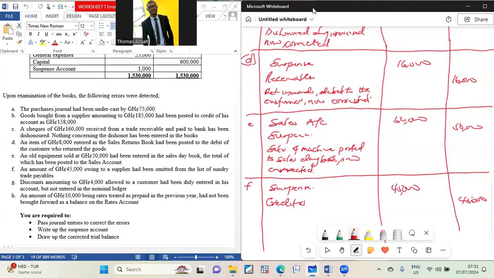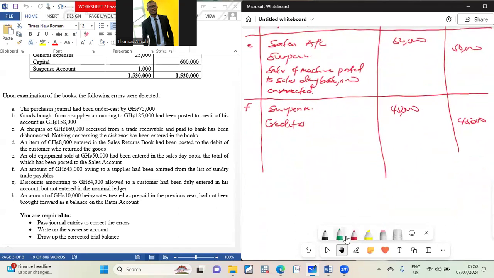Now let's go to G. We have discounts. In the discount, it was 4,000 and it is allowed and has been duly entered in his account, but not in the nominal ledger, which means the nominal ledger is discount. All right. So discount allowed is an expense. All right. So this one, I didn't record the narration. So let's say omission in sundry creditors. Now corrected.